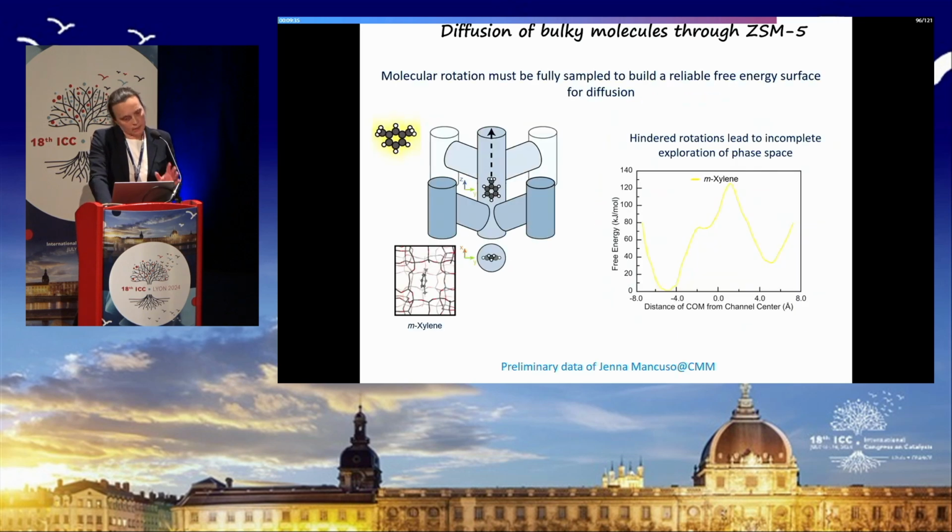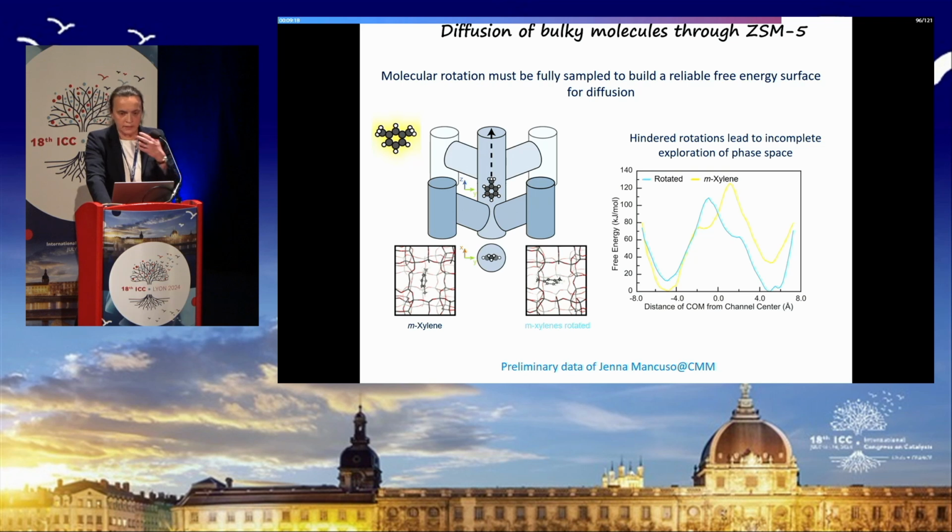Now, when we look back at some of the profiles that I have already shown to you, some are very troublesome, actually. For example, if we look at the profile of methoxylene, we see this yellow profile is very highly activated. If we start from another configuration of methoxylene, we see completely another profile. So this is clearly an indication that we have not sampled phase space completely.